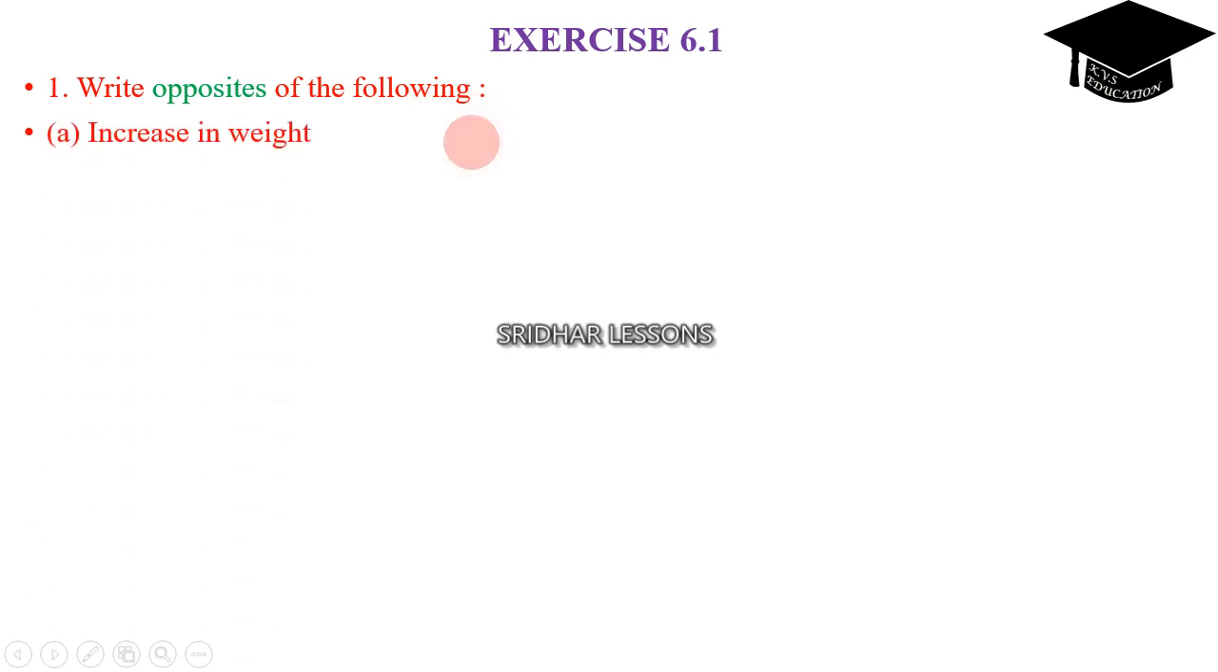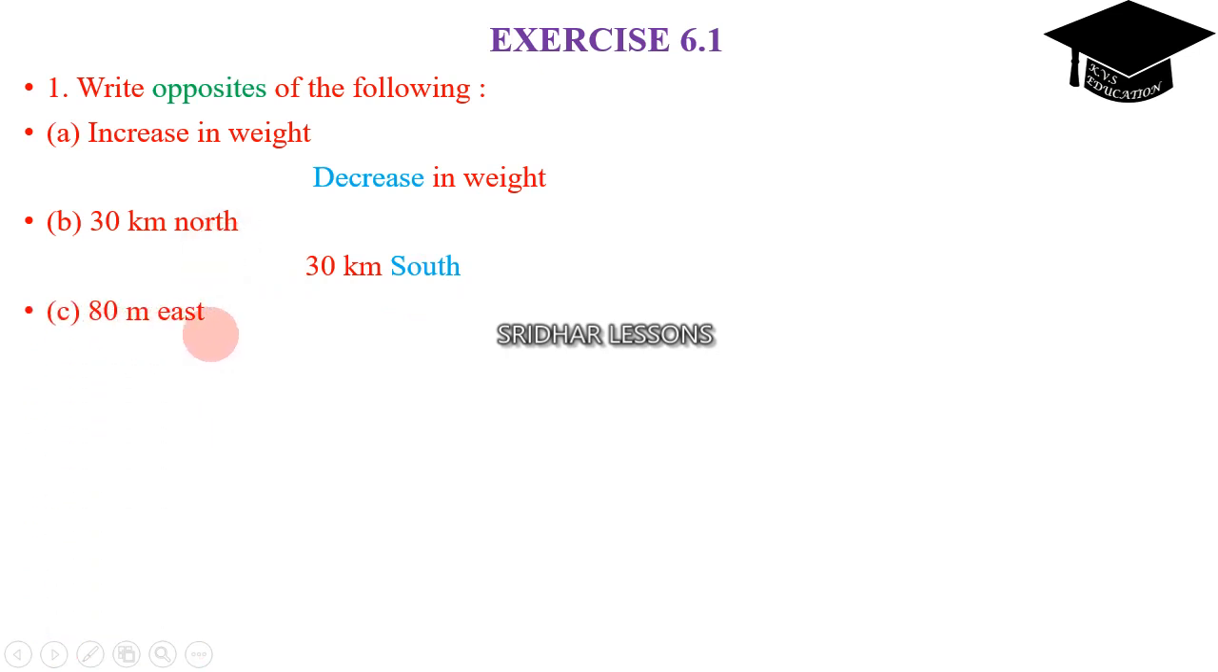We will look into exercise 6.1. Problem number 1. Write opposite of the following. Increase in weight. Here it is increase. So what is the opposite one? Decrease in weight. Next, 30 kilometers north. Opposite is 30 kilometers south, because south is in opposite direction to the north direction.